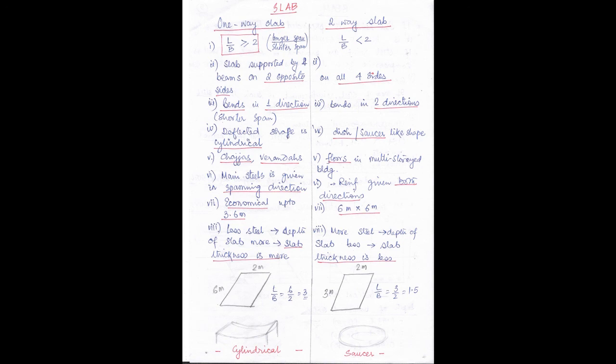And as I have told you about the deflected shape, now here is the diagram: the one-way slab bends in a cylindrical way and the two-way slab bends like a dish or a saucer. So, this is the diagram for that.